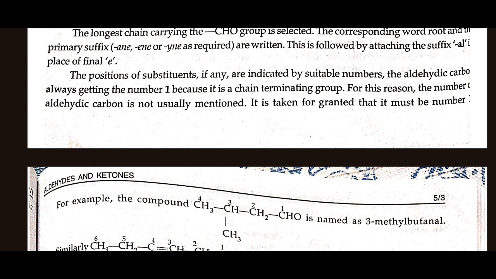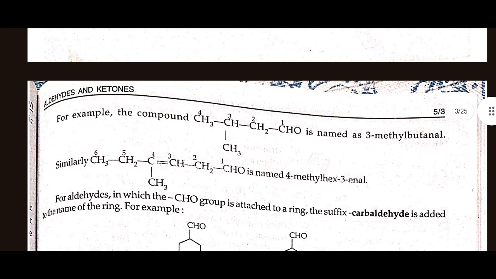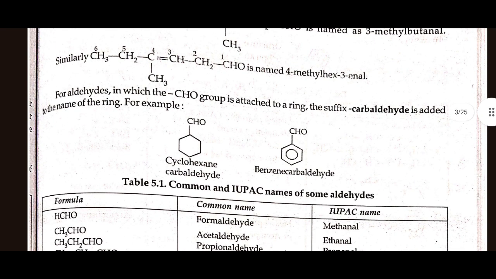The aldehydic carbon always gets the number 1 because it is a chain-terminating group. For this reason, the number of the aldehydic carbon is not usually mentioned. It is taken for granted that it must be the number 1. For aldehydes in which the CHO group is attached to a ring, the suffix carbaldehyde is added to the name of the ring.